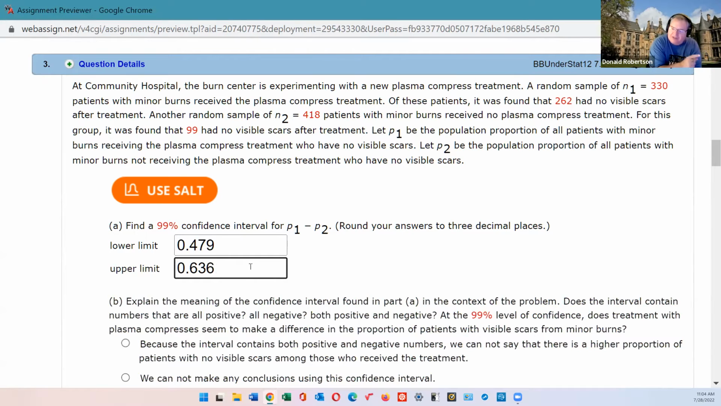Now, that number is the difference between them. Doesn't that mean the new treatment is at least 47% better and could be as good as 63, 64% better? In other words, if that was a true story, shouldn't you be using this plasma thing? The PCT.